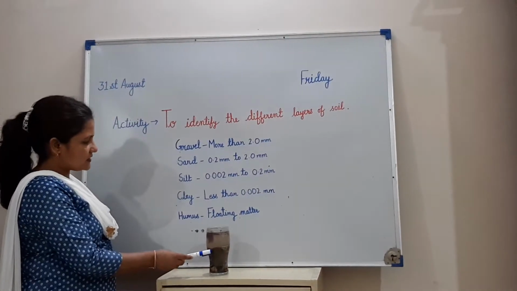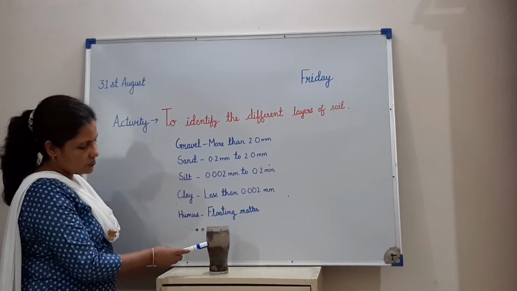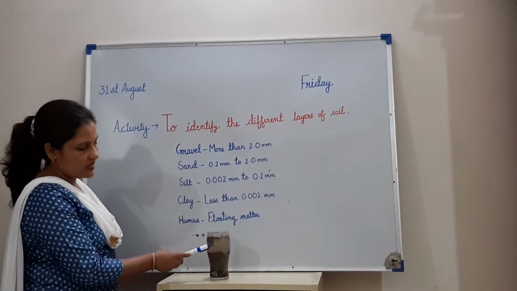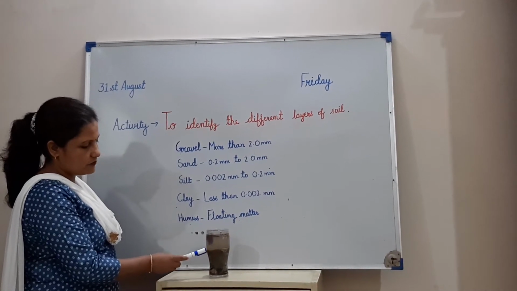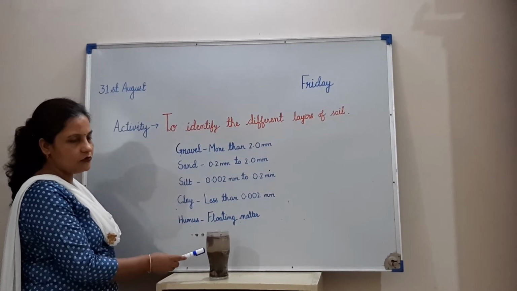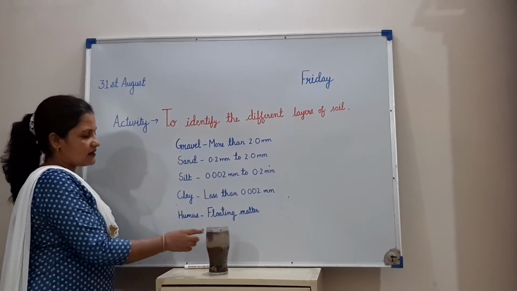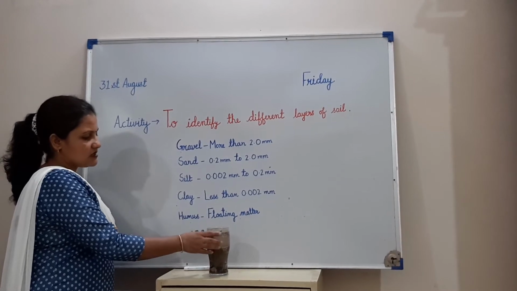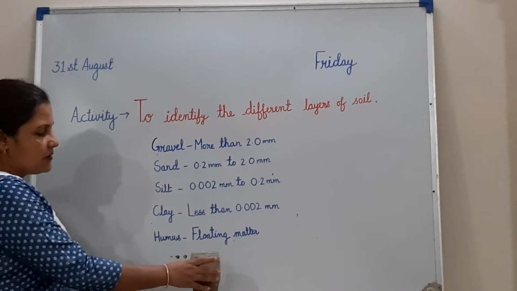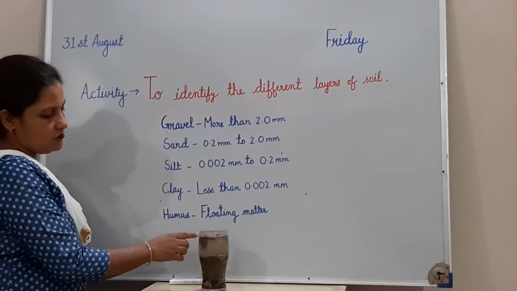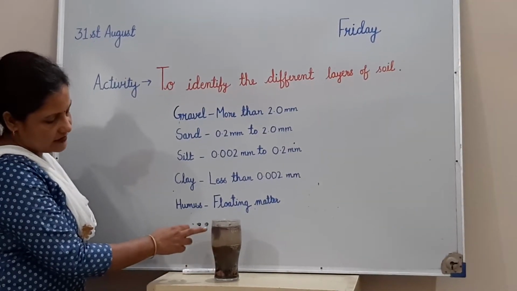After that, we can see the clay particles which remain suspended in the water, and due to this the water is not clear. The water is muddy with clay particles dissolved in the water, right? And at the surface we can see the humus, the dead leaves, plant and animal remains, which float on the surface of the water. So in this way we can see the different layers of soil.